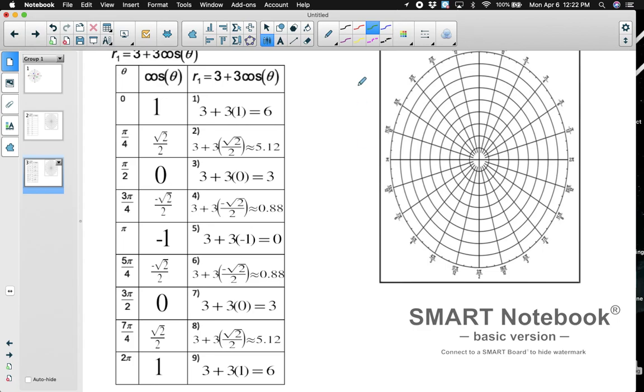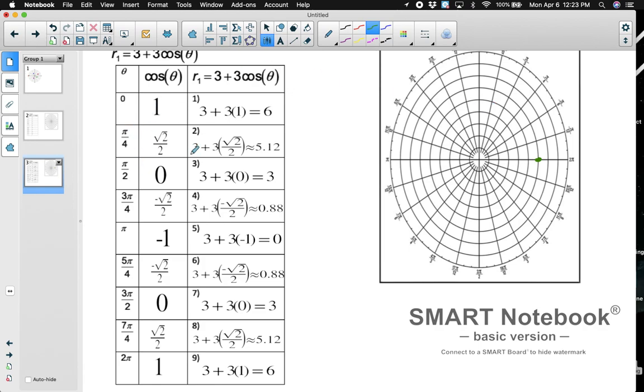I have a polar graph on the side, and I'm going to start by plotting the points. So I have theta is 0. That means I'm on this line, theta is 0 or 2 pi, and I go out 6 units. Each ring is 1 unit, so I'm 1, 2, 3, 4, 5, 6. So I have a point at 6, comma 0.